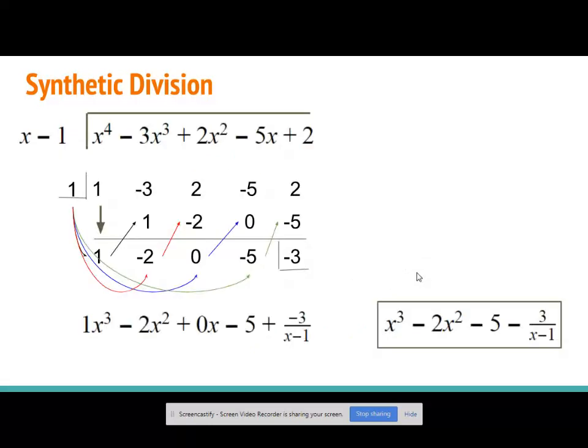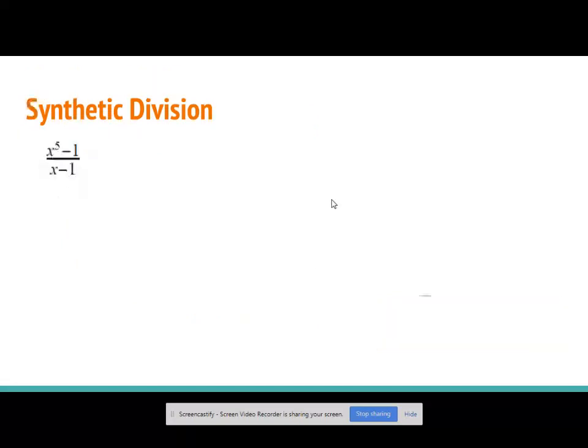Back here, if I took 1, because that's what I was dividing by, x minus r, 1 was r, and I plug it into this function here, 1 to the 4th minus 3 times 1 to the 3rd, etc., I should get negative 3 that comes out. So you can always find the remainder quickly. If you want to know, will there be a remainder, you can plug it into the polynomial and see what the remainder is going to be.